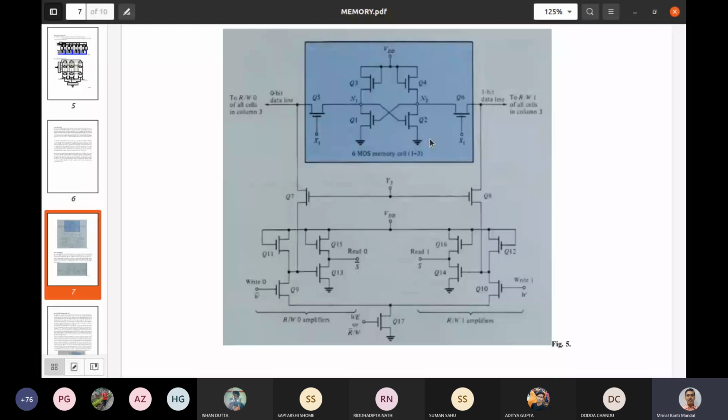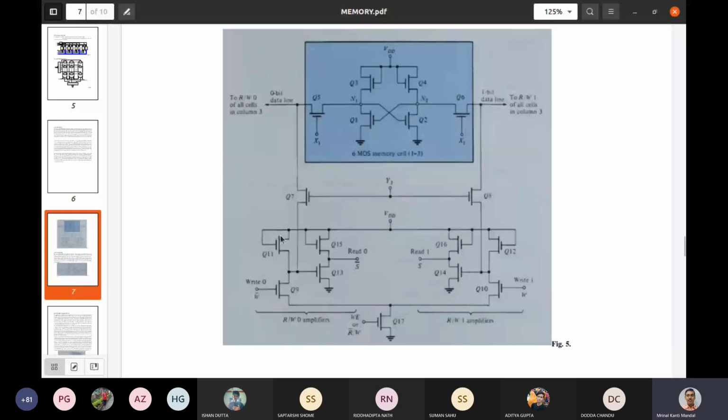To do this, we first set read bar, write bar and write. These 3 inputs will be 0, because these 3 inputs are responsible for writing in the cell. Now we want to read the cell, and this is the sense amplifier. This is the gating network Q7, Q8, Q5, Q6, and this is the read write sense amplifier. This is the read write 1 amplifier, and this is the read write 0 amplifier.